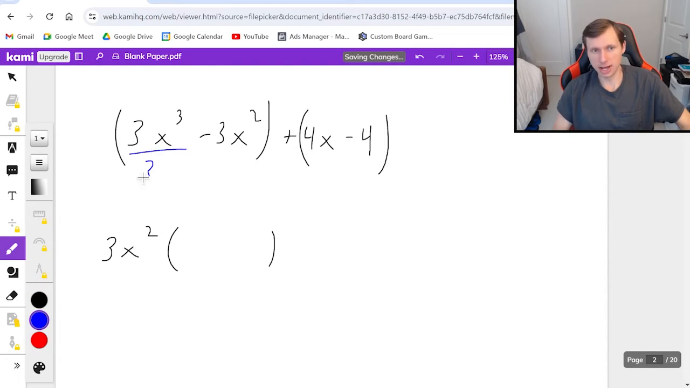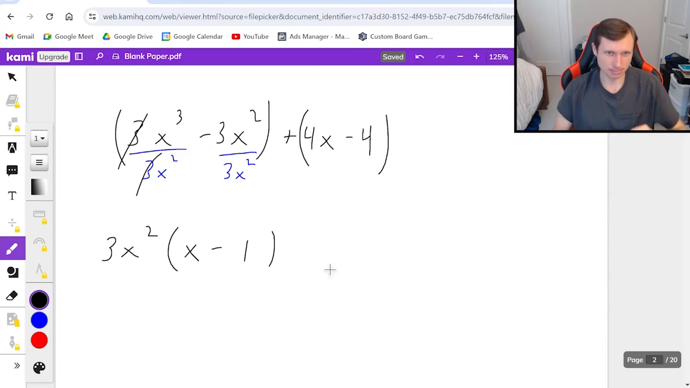Then I have to divide both of these things by 3x squared. For the first one, the 3's cancel, and x cubed over x squared is just x. And then minus 3x squared over 3x squared, that cancels out to 1. Not 0, 1. And then for the next one, they both have a 4 in common, so I can pull out a 4.